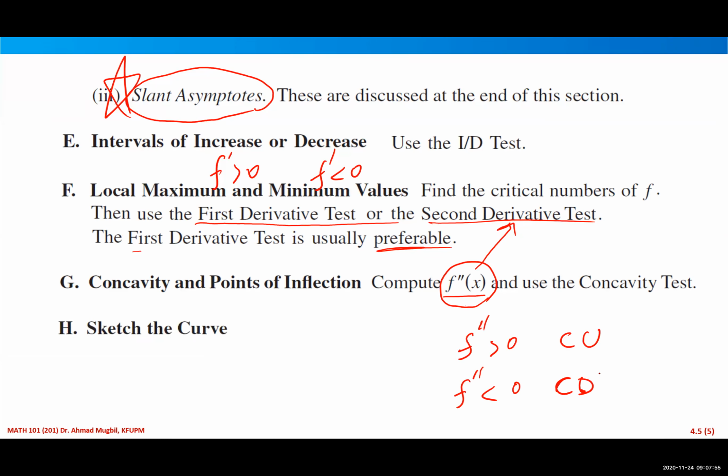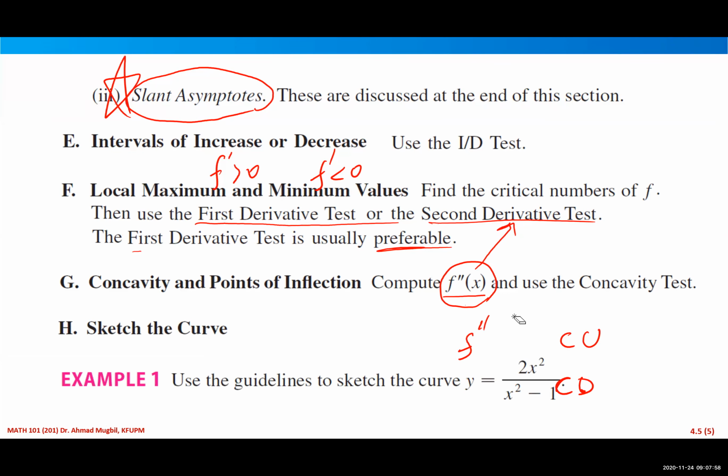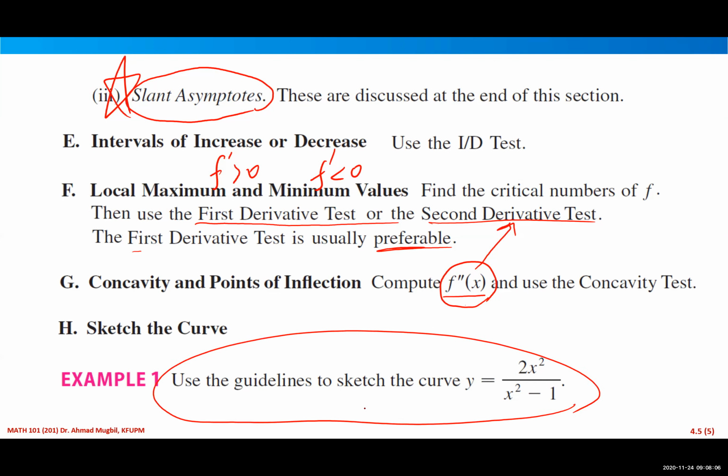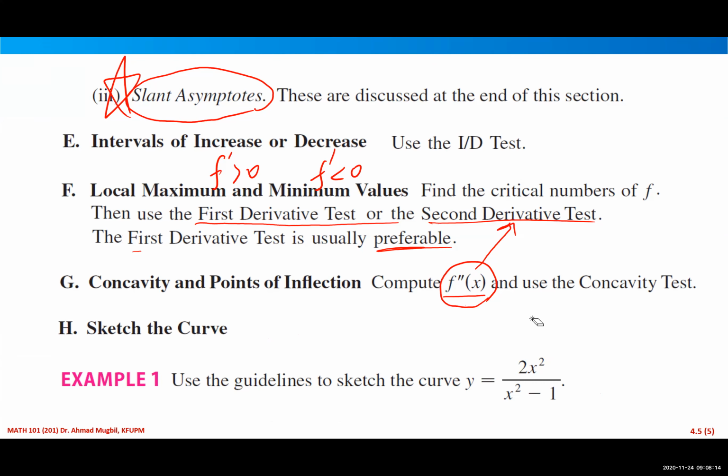And finally, sketch the graph. Let's apply these ideas or these guidelines to this example. I will ask you in the quizzes to do that. If we have a written quiz, I will ask you to sketch the graph. Otherwise, I will ask you about these issues, not about the graph itself.